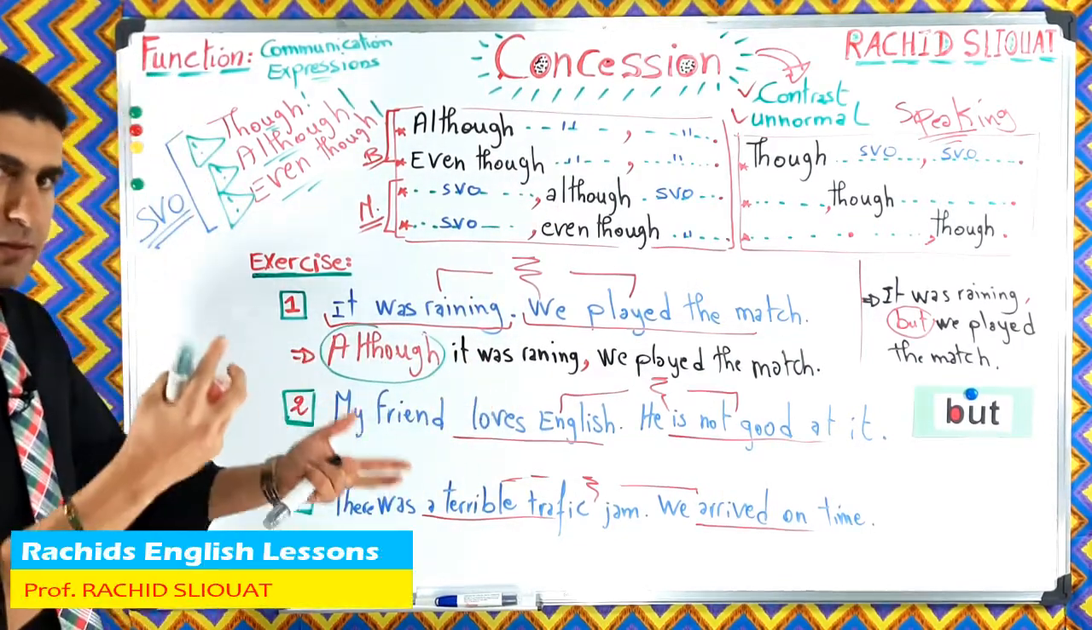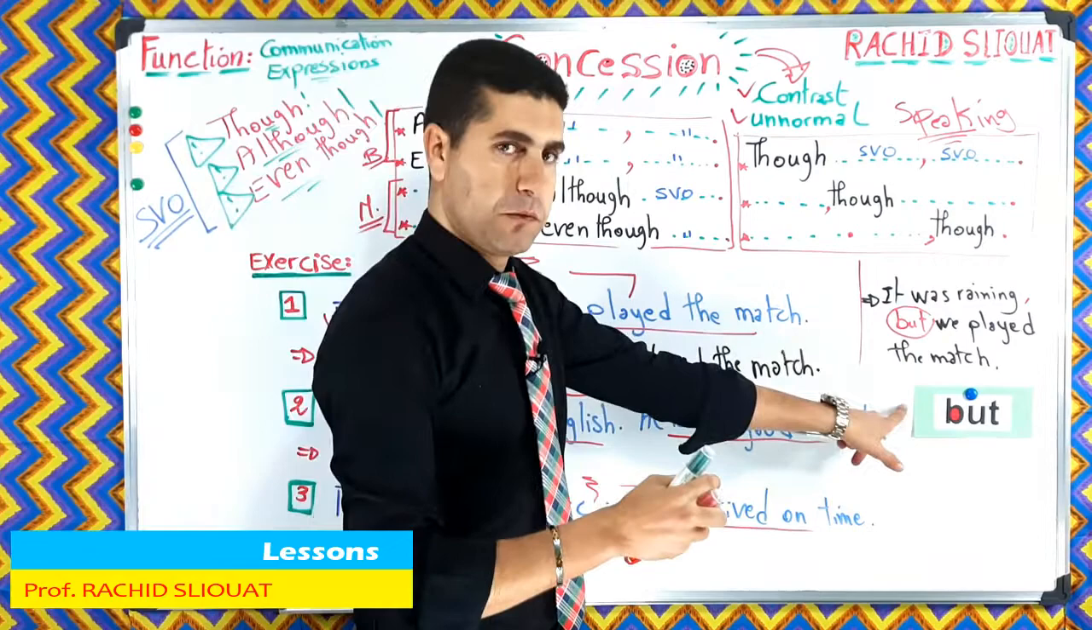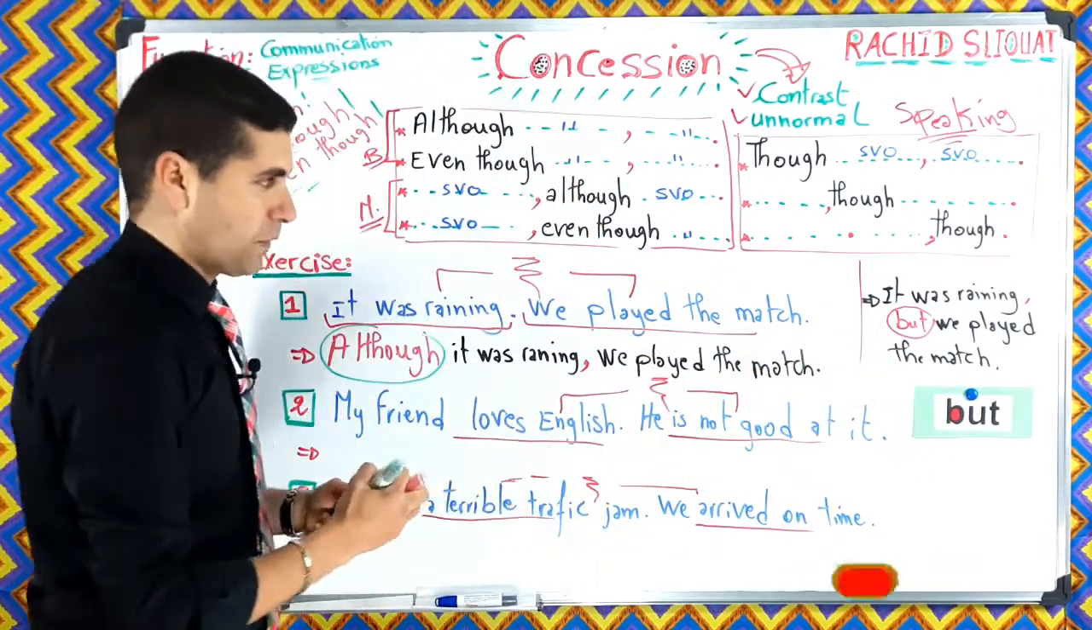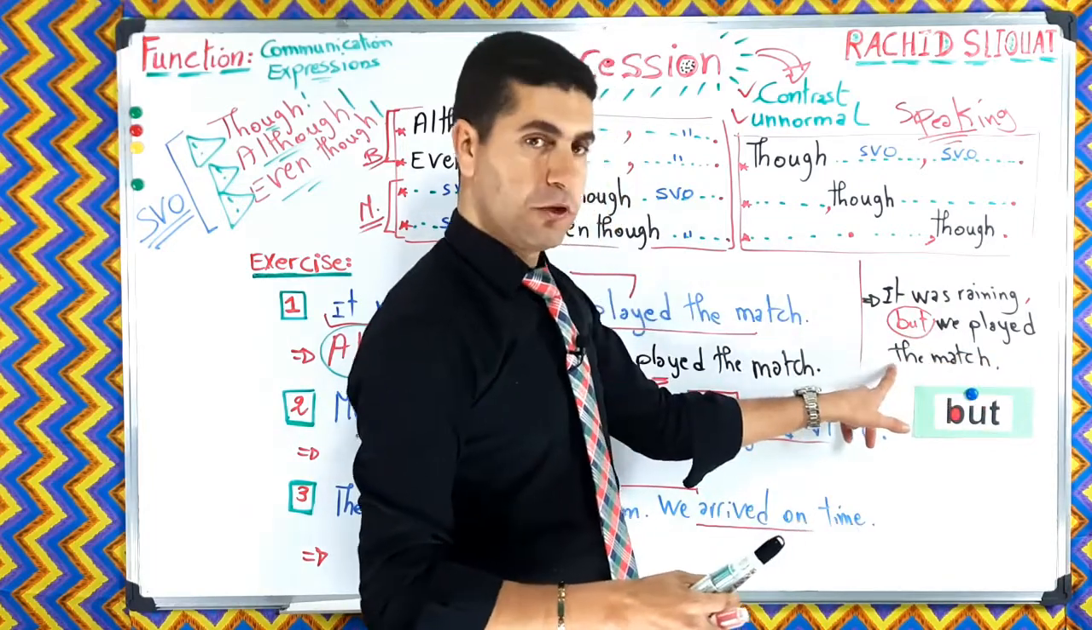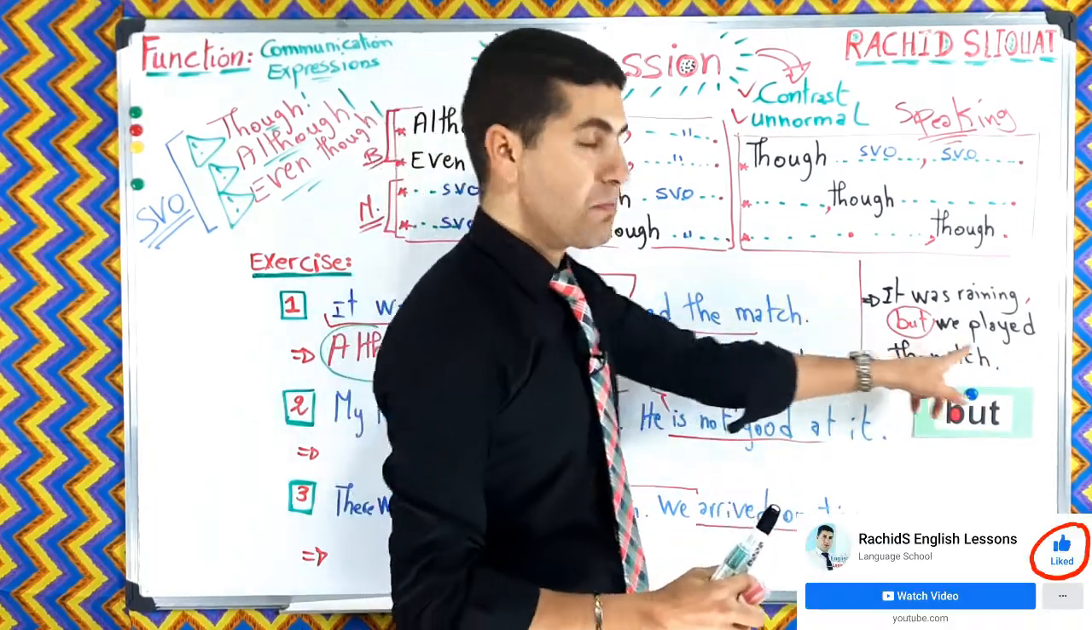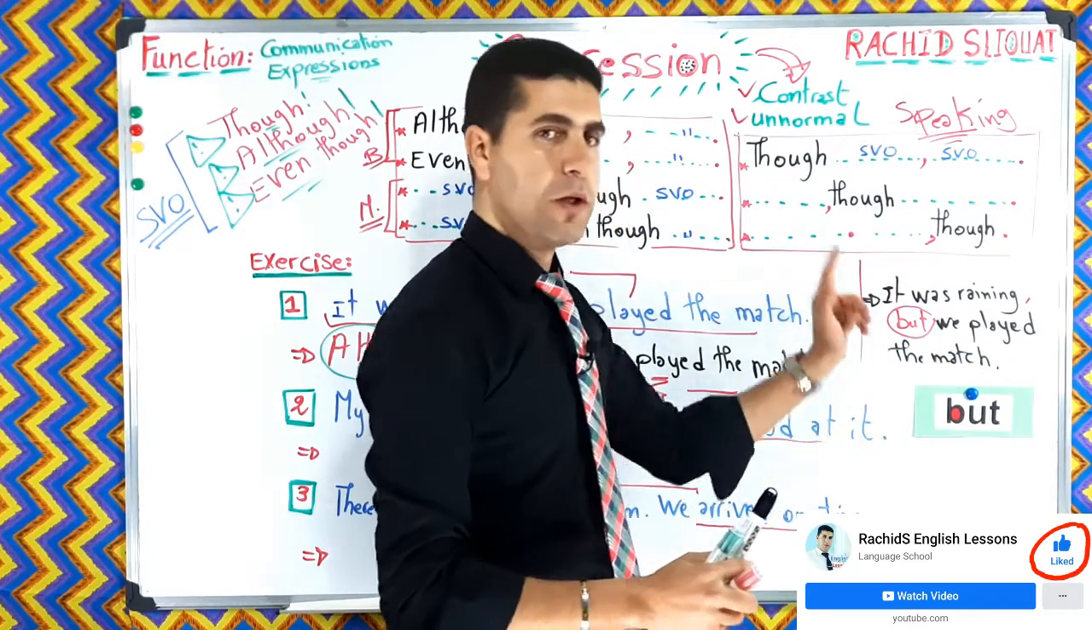And here there is a difference between these words and but. Here we say it was raining, but we played the match. If we use although, we can say we played the match although it was raining.